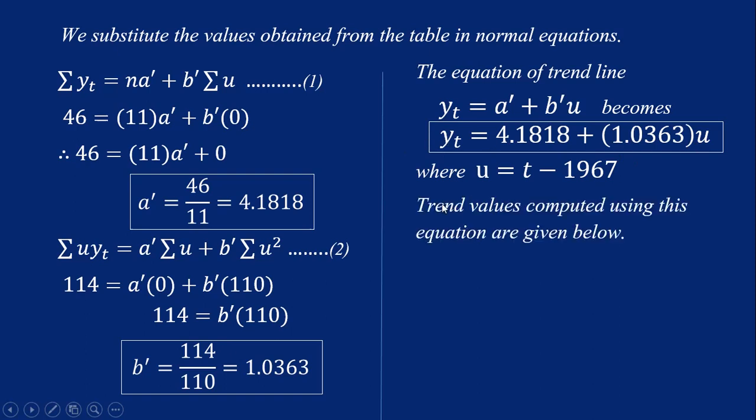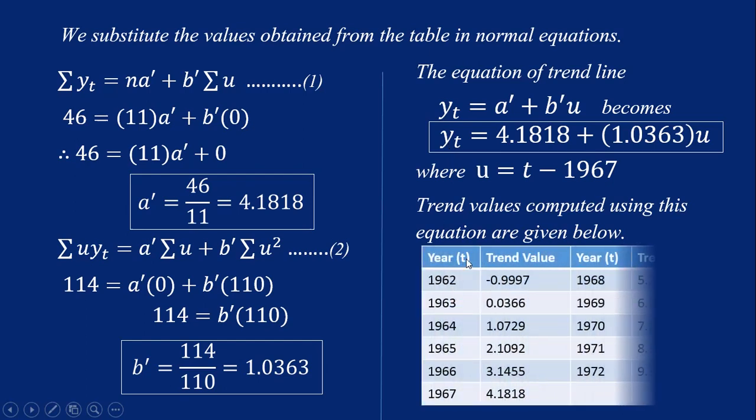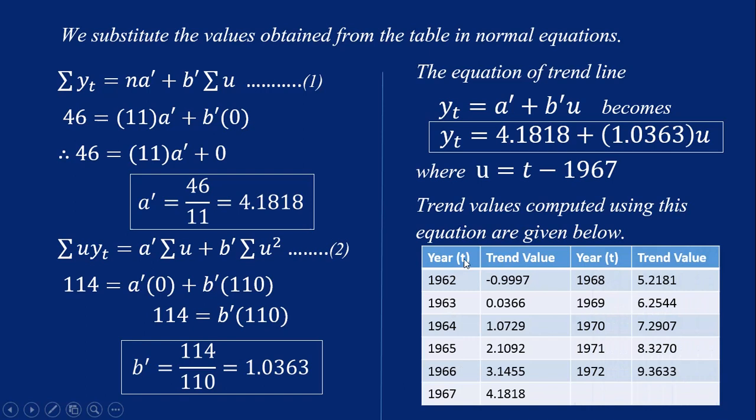Now, trend values computed using this equation are given below. Now we have to find trend values. So in place of u we have to substitute the value of u, where t is from our data, from 1962 to 1972. We only have to substitute this value of t, calculate u, and substitute that value of u here, and we get the required value of yt. That is production. So here the values of t are 1962, 63 up to 1972.